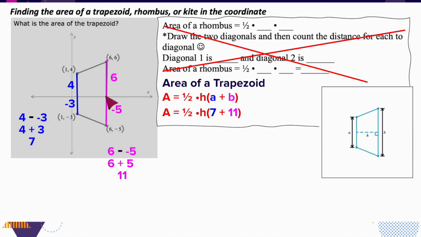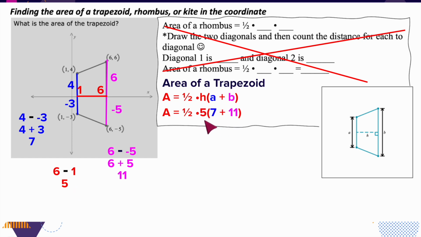I do need to know my height, and I can measure the height across anywhere. And for this I'm going to use the x coordinates, so it doesn't matter if I use the x coordinates from the bottom two or from the top two. They're the same. It's 1 and 6 or 1 and 6. So I just want to know the difference between those. And since they're both positive, I'm simply just going to subtract 1 and 6. So 6 minus 1 gives me a distance of 5.